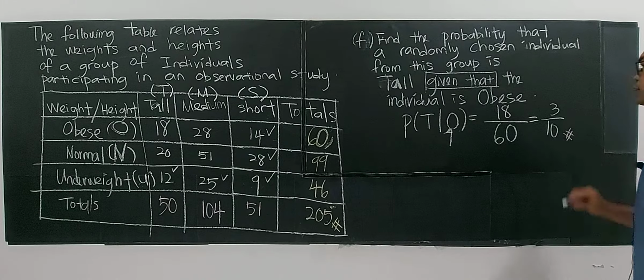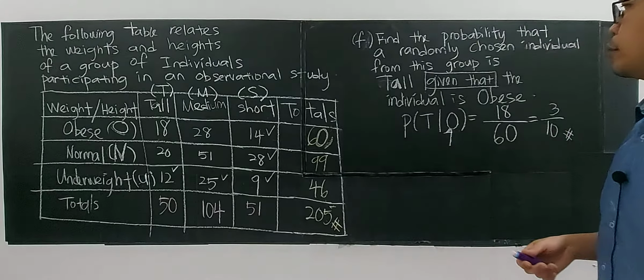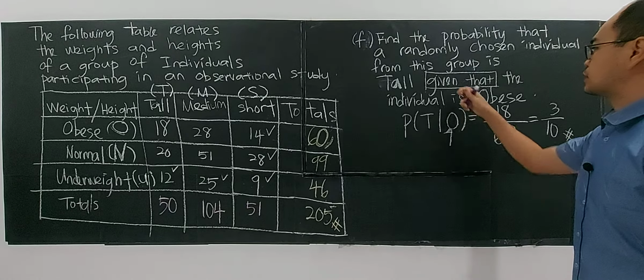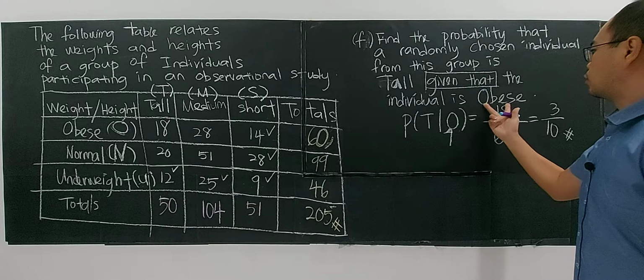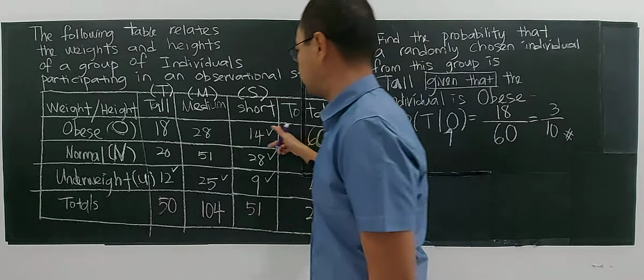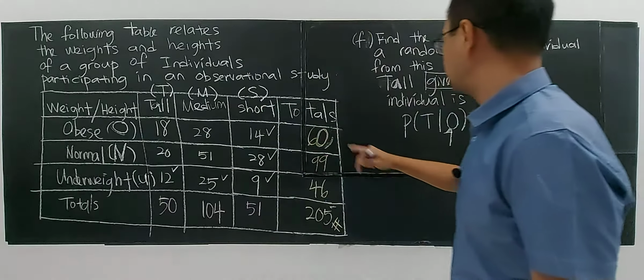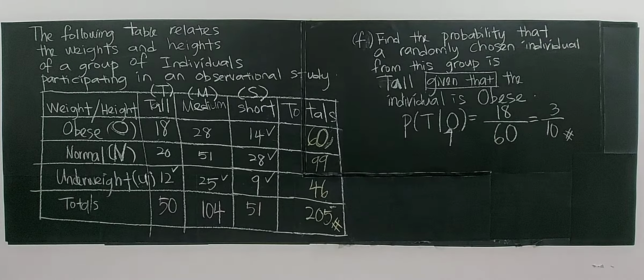So this is the way, it's very different from finding other probability. This is a conditional probability, because they said given that we know the total now comes from the obese, 60 of them. So from this obese, the ones that are tall are only 18 of them. 18 divided by 60. So let's see another example.